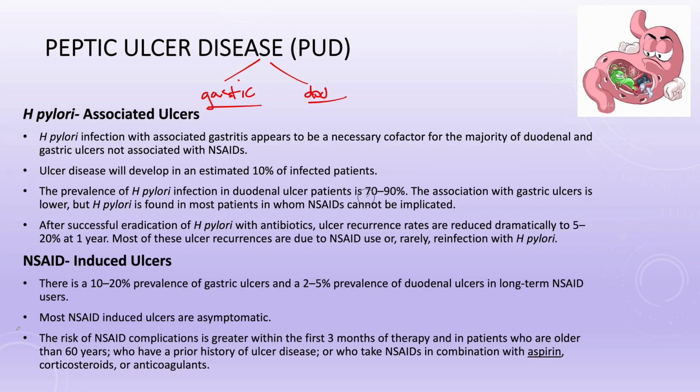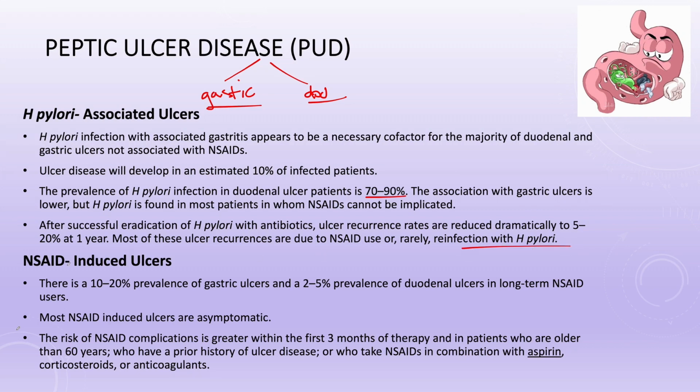Duodenal ulcers, 70 to 90% of the time have H. pylori. Crazy, right? And in gastric ulcers, a little bit lower H. pylori, but it's by far the most common cause when NSAIDs are not implicated. Okay. Now, after successful eradication of H. pylori with the quadruple therapy that we just talked about, ulcer rates go down to 5 to 20% a year. Most of these recurrences are due to NSAID use, or rarely do you get reinfected with H. pylori.